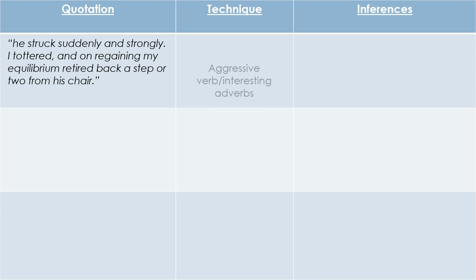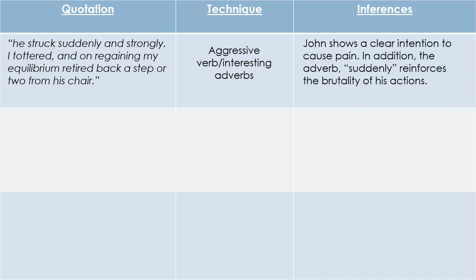So the first technique that I'd identify with this one is we have an aggressive verb or interesting adverbs. Quite often when you're analysing quotations, you might not always have things like similes and metaphors to zoom in on, so it's important that you identify a key word and use that to help actually build your analysis. So for the inference then, this is what we've said. John shows a clear intention to cause pain. In addition, the adverb suddenly reinforces the brutality of his actions.